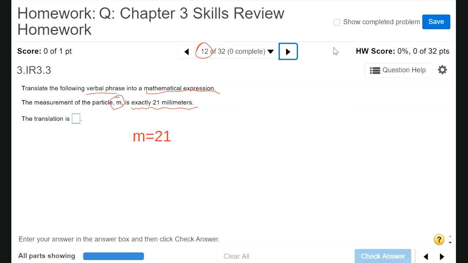Now, they're going to say different things. Let's put some of the other things they might say. If they said less than, then we would use this symbol. So you're going to try to use the right symbol. This particular problem just says is exactly. So exactly means equals. If it said less than, you would use a less than sign. Greater than, of course, would be greater than.